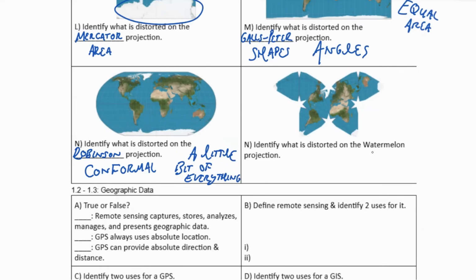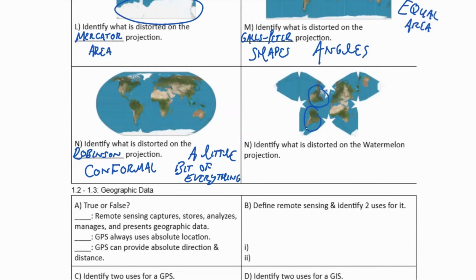And then N, identify what is distorted on the watermelon projection. Notice how I didn't make you write down what the name of this was. I don't expect you to know what the watermelon projection is. It doesn't even look like a watermelon, which is so sad. It's like the Washington Monument. It doesn't look anything like George Washington. So what is distorted on here? Well, the shapes are pretty well preserved. I can just tell by looking at these. They don't look very scrunched up or expanded at all.